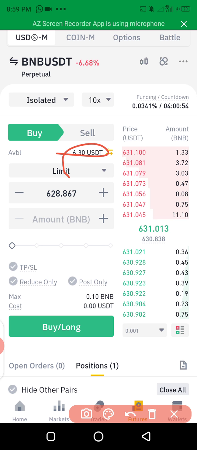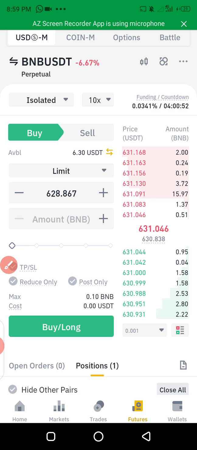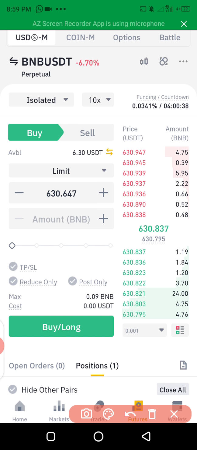I decided to open a long, to go long. When you are going long in future trading, that means you are buying, and when you are shorting, that means you are selling. So I decided to pick my entry price as 630 and use 10 times leverage here.